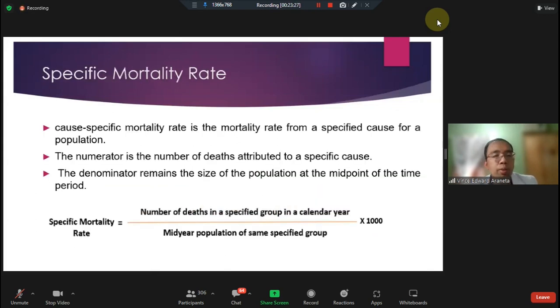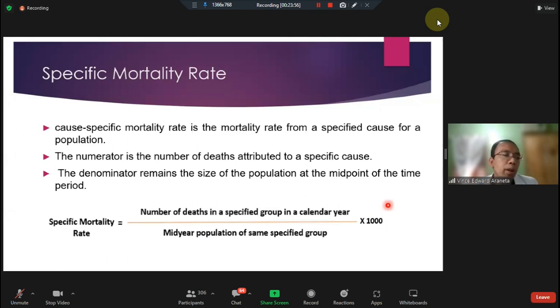If you want to know the mortality rate of a specific cause, then you have the cause-specific mortality rate. This is from a specified cause of death from a population. So the numerator here is the number of deaths attributed to that specific cause or even a specific disease, and then the denominator remains the size of the population at the midpoint of the time period, and then still times 1,000.